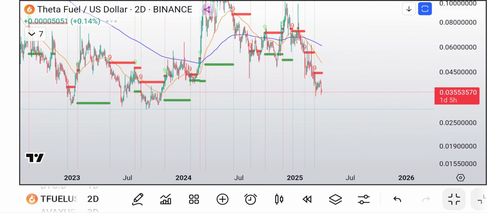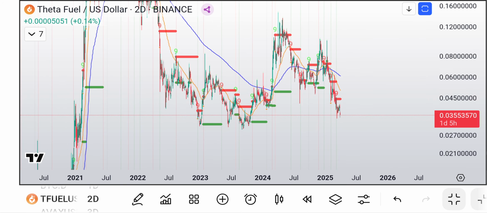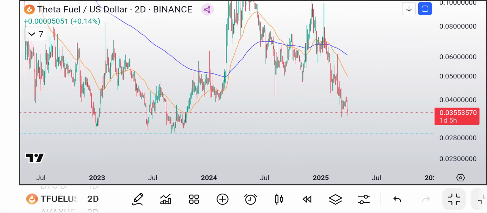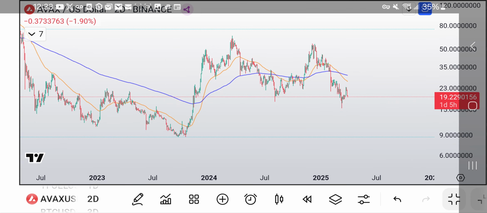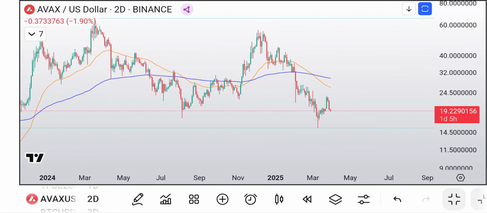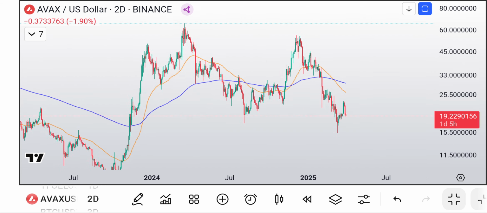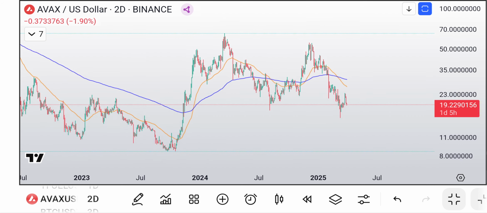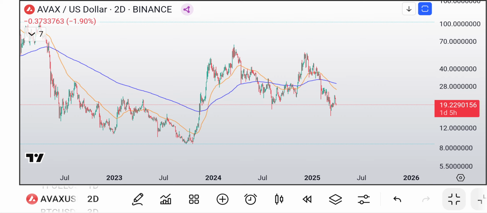Obviously, Theta Fuel is going to be the same situation as Theta. Really nothing there. AVAX. So AVAX 1, 2, 3, 4, 5, 6. Let's get 7. Or 1, 2, all of that's 3. This is 4. And then we get 5. So you can count it like that, or you can count it like that, right? Either way.